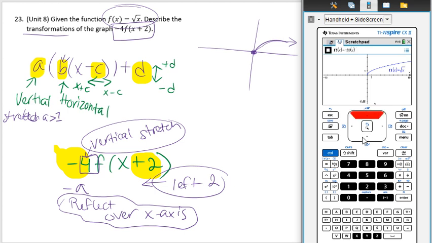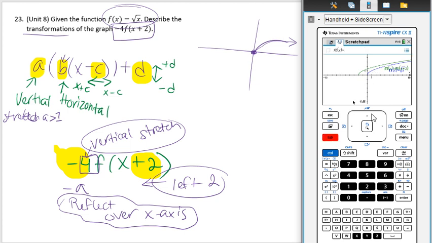Sorry, that's not the correct one. Here, the negative does this: it reflects over the x-axis, as mentioned. And then what is the 4 going to do? The 4 does this. As you can see, it pulled it up, it vertically stretched it. And then the positive 2 shows that it shifted it to the left 2 spaces.